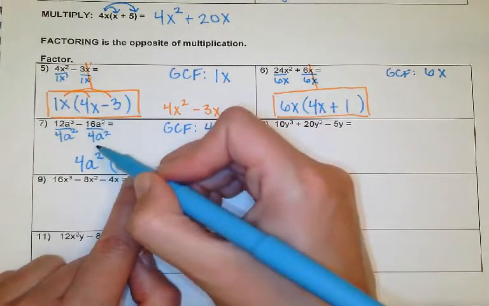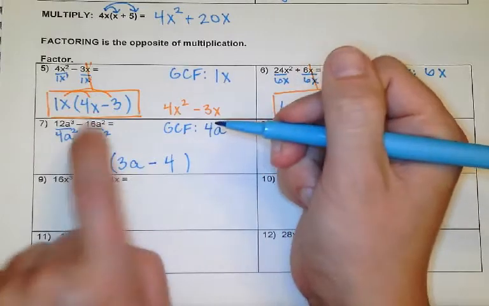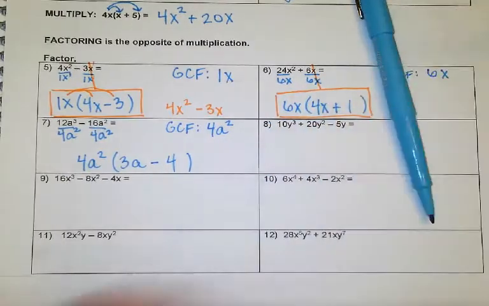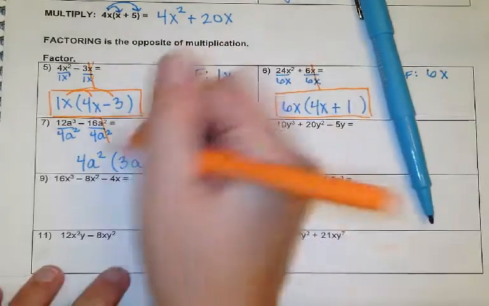Negative 16 divided by 4 is negative 4. And my a squareds, oh, they're the same. They cancel out. Final answer.